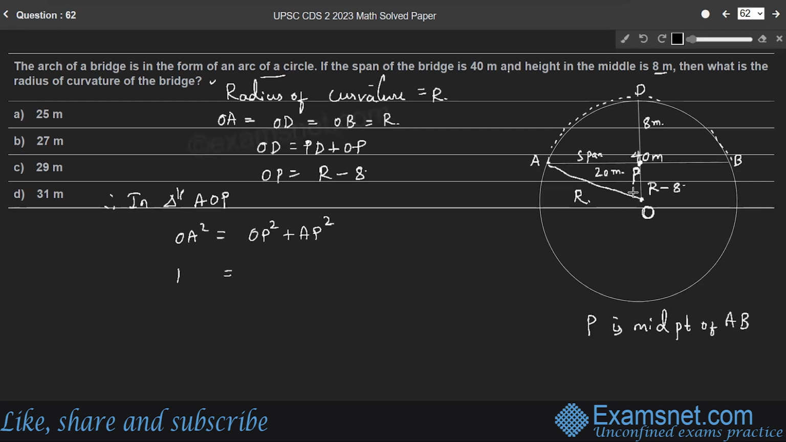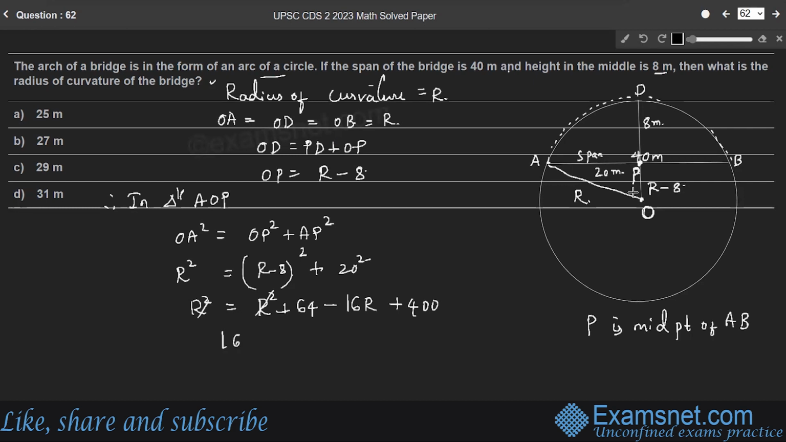So OA is the radius of curvature R. Its square is equal to OP, which is R minus 8, the whole square, plus AP square, which is 20 square. So R square is equal to R minus 8 whole square, which is A minus B whole square, A square plus B square, 8 square which is 64, minus 2AB, so 8 into 2 is 16R, plus 400. R square and R square will get cancelled.